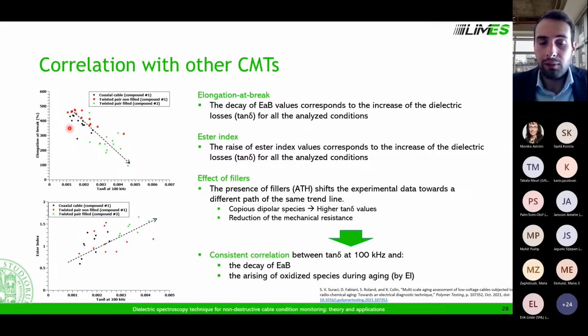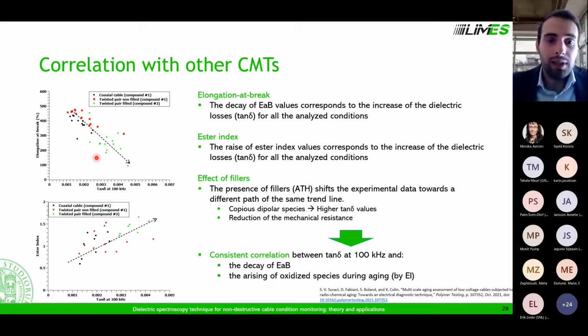What is important here is the fact that if we focus on the blue dots, which are related to the coaxial cable, and the red dots, which are related to the twisted pair non-filled cable, so we have the same polymeric compound, we see that practically no impact of the cable structure can be seen. And in particular, we have a unique cluster related to the materials without ATH.